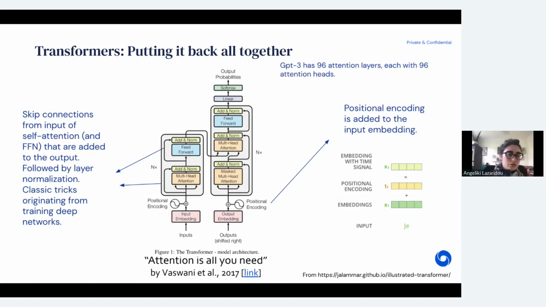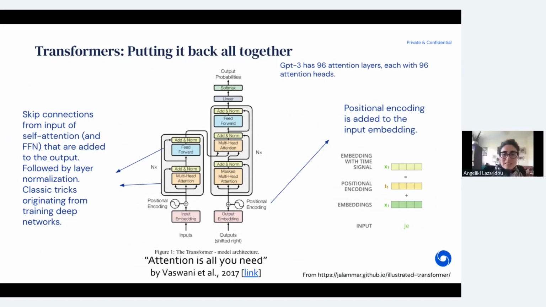And things like layer normalization. Now, all these tricks are not particular to transformer. These are actually classic tricks originated from training deep networks, because at the end of the day, transformer is a very deep network.